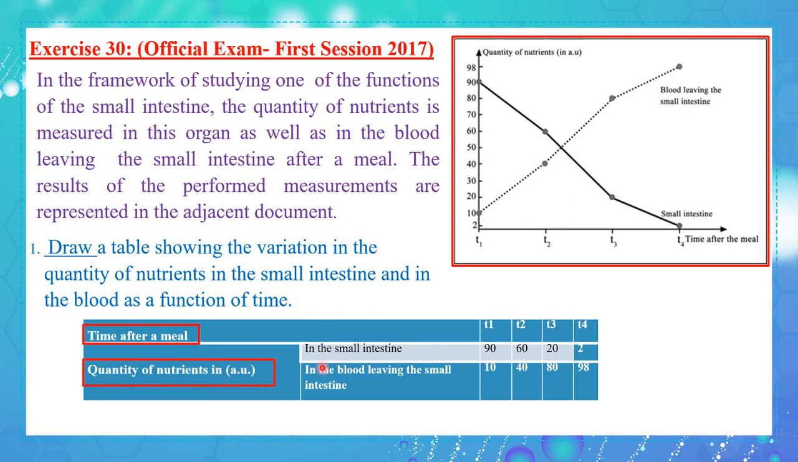The quantity of nutrients in the small intestine: you have to mention the values at each point of time. It was 90 at T1, 60 at T2, 20 at T3, and it gets to be 2 at T4. However, in the blood leaving the small intestine, at T1 the quantity is 10, at T2 the quantity is 40, at T3 it increases to 80, and at T4 it increases to nearly 98.